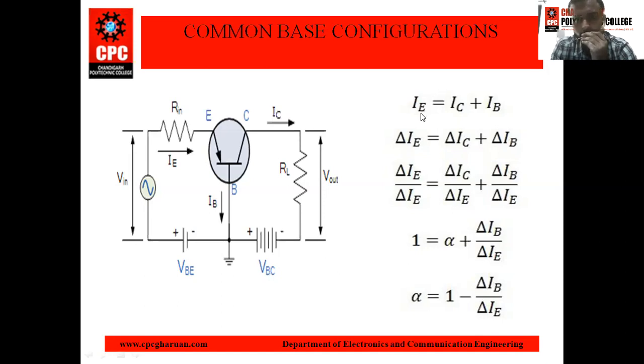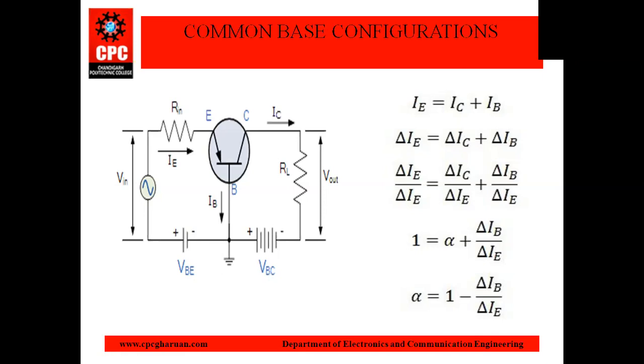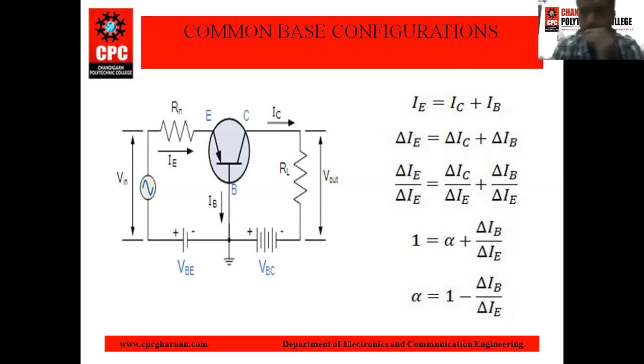As we discussed in the last slide, the formula is IE is equal to IC plus IB. First of all, we take a delta of IB. IE is equal to IC plus IB.